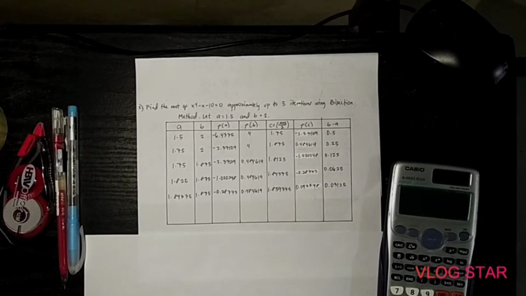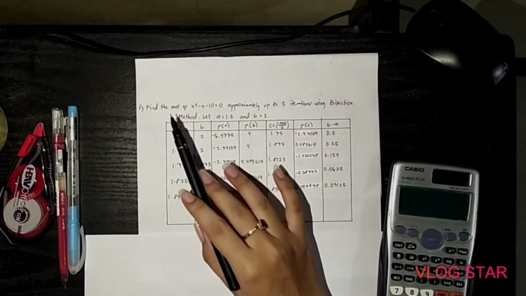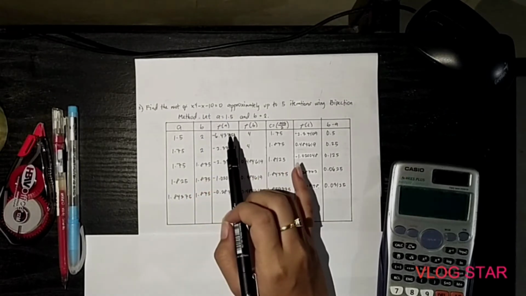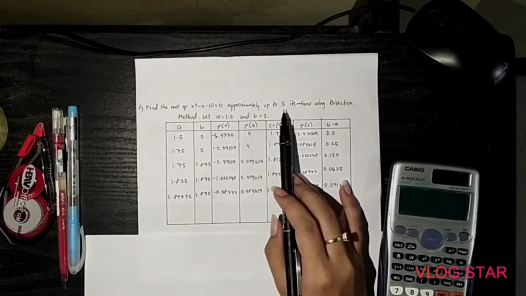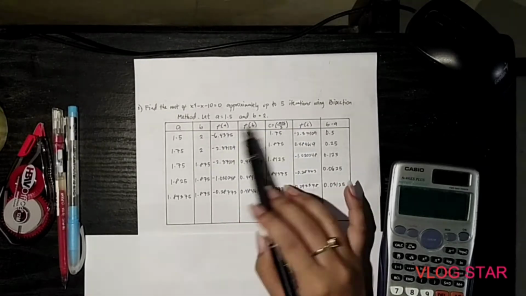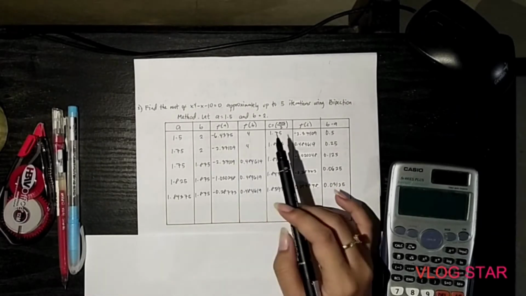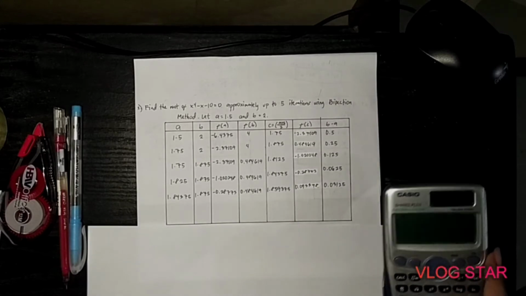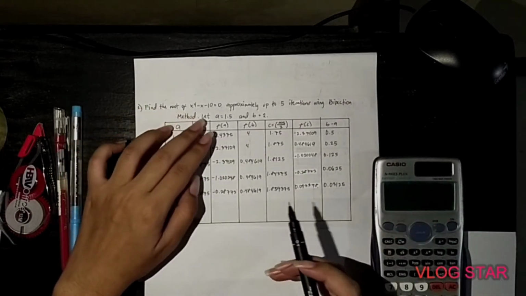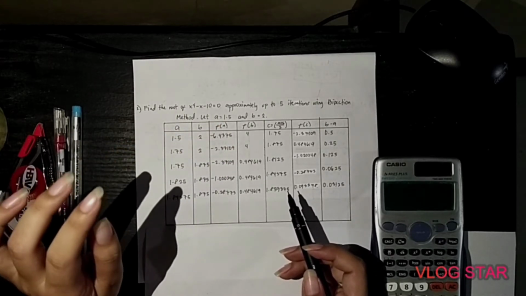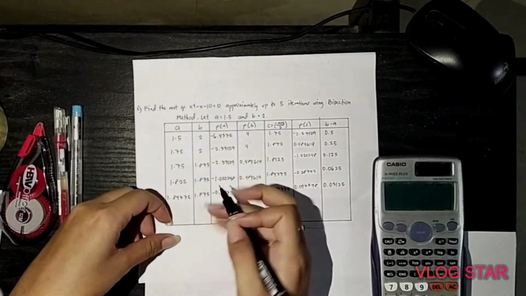We have the second problem of finding the root of a continuous function using the bisection method. So we have the given problem, which is to find the root of x to the 4th power minus x minus 10 is equal to 0, approximately up to 5 iterations using the bisection method. Let a be equal to 1.5 and b be equal to 2. So now let's solve for the f of x, or the f of 1.5, for this given equation.